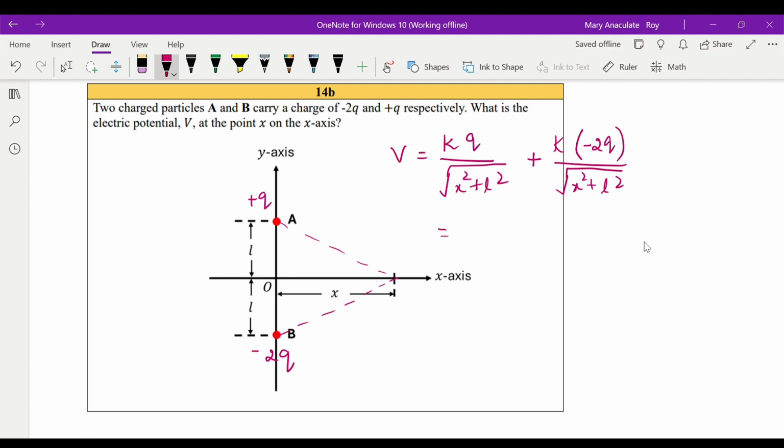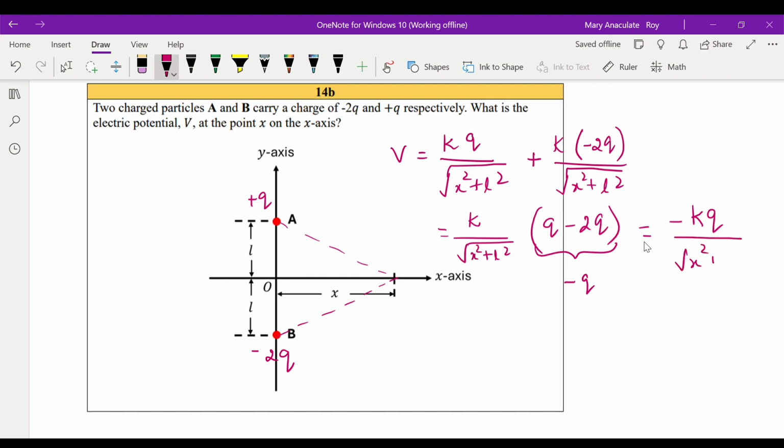So you can take all the common terms outside. So Q minus 2Q will give you negative Q. I hope that's clear. So all these are common, so I take this as common term outside. So Q minus 2Q you will get minus Q, which is with K. So this together gives you minus Q. So the K times negative Q will give you negative KQ over square root of x square plus L square.